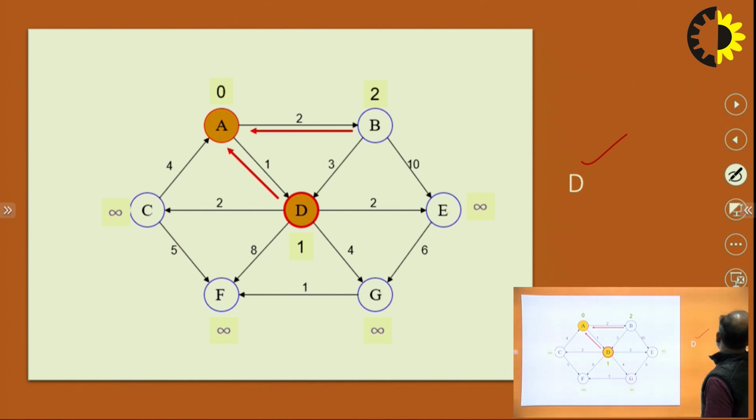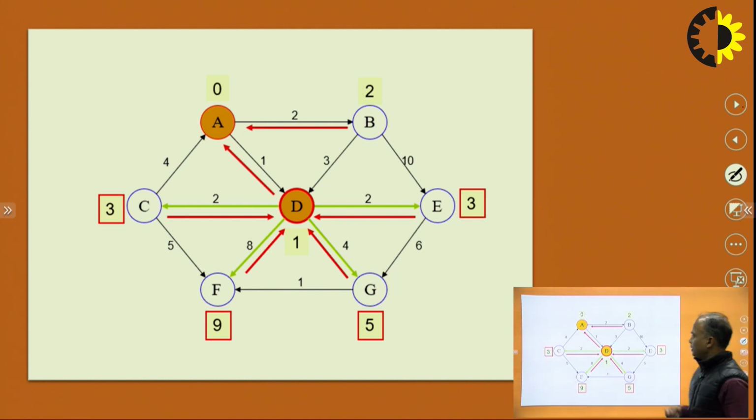So see here, in the next step, if we are at D, it was 1, and from D to E the distance traveled is 2, so 1 plus 2 is 3. In the same way, D to G, up to D the distance traveled was 1, so 1 plus 4 is 5.